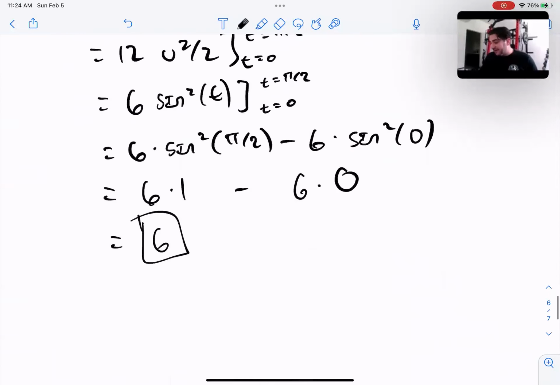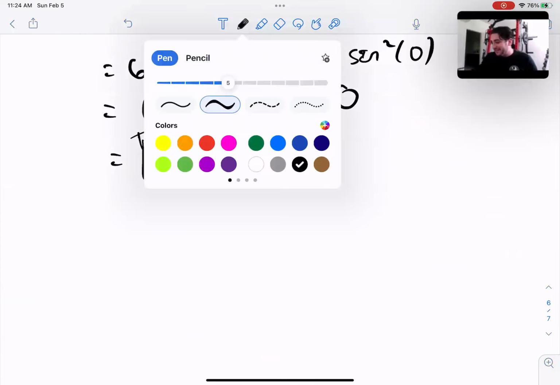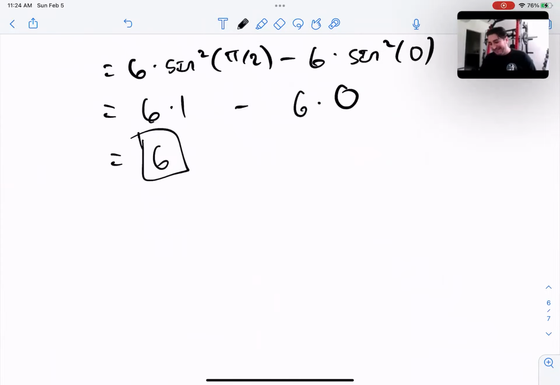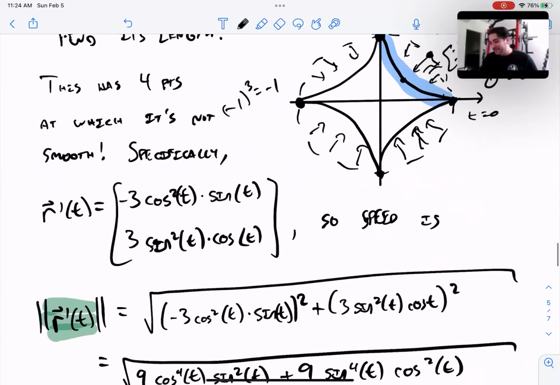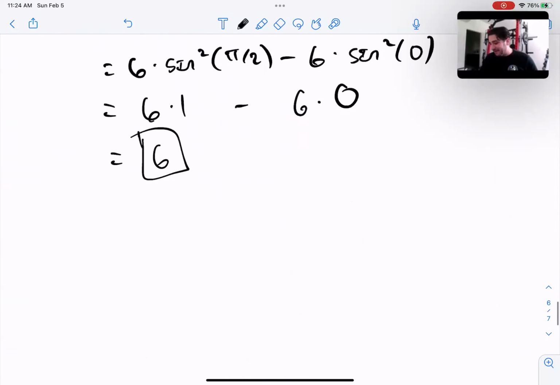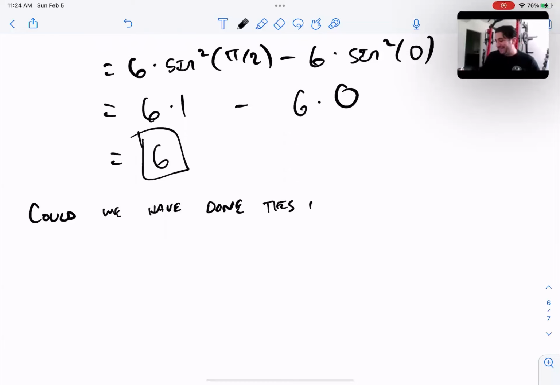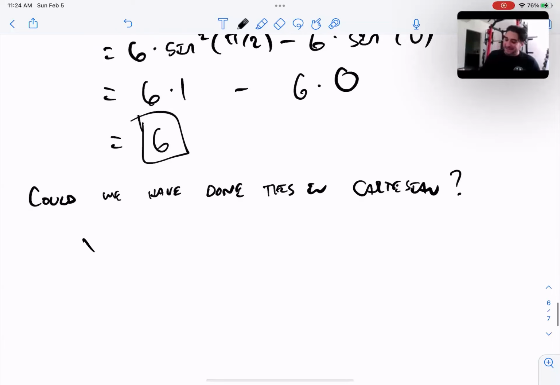Could you find the arc length of this using a Cartesian equation? Maybe, but I don't want to. This parametric curve, so this is a good, I think, afterthought. Could we have done this in Cartesian? I mean, the answer is 6. How bad could the integral be, right? So maybe try. I don't know. I haven't actually tried, but it looks pretty bad.